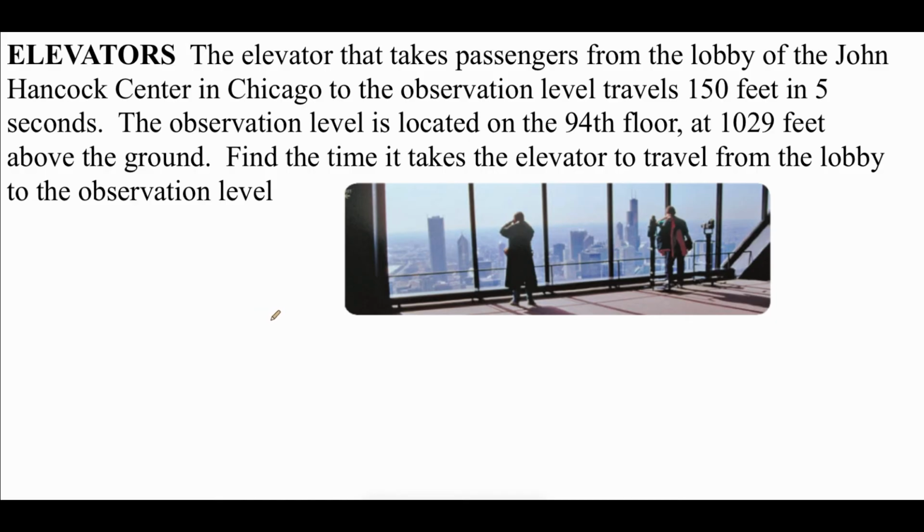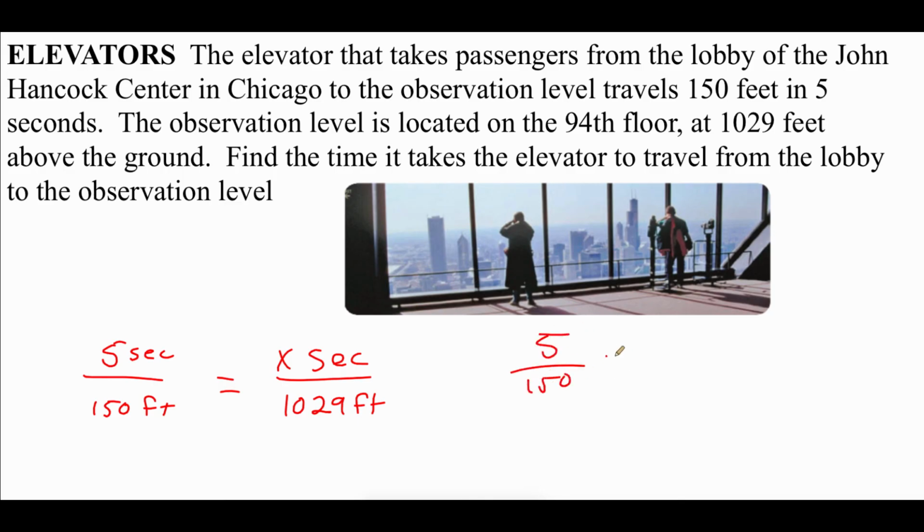So we're going to work on setting up a proportion. Now, looking at the first bit of information that we've got, we can go 150 feet in 5 seconds. So it takes us 5 seconds to go 150 feet. Now, if we look at the other set of information that we've got, I put the time on top, the 5 seconds. For the other set of information, we don't know the time, so we've got an unknown amount of seconds. So I'm going to go x seconds over the feet that we're going to travel, that 1,029 feet. So here's my ratio, but to solve it, I'm going to get rid of the labels. So I'm going to do 5 over 150 equals x over 1,029.